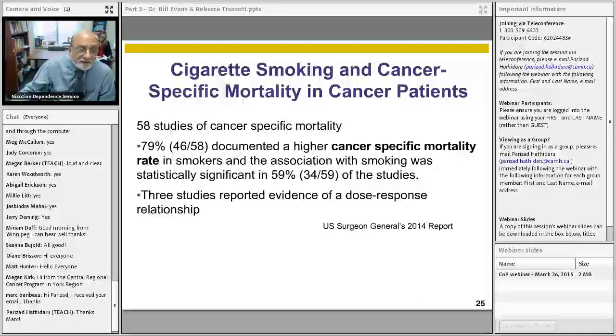is potentially curable. But there's good evidence, and there are 58 studies on cancer-specific mortality, 79% of them showing a higher cancer-specific mortality rate in the smokers compared with the non-smokers, and the majority of these studies were statistically significant. Again, there was a dose-response relationship when looked for in 3 of these studies.